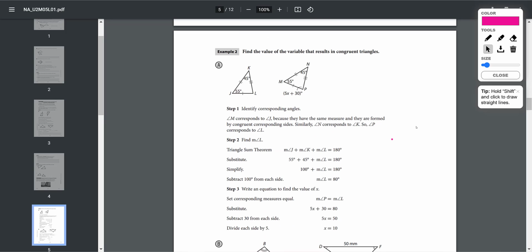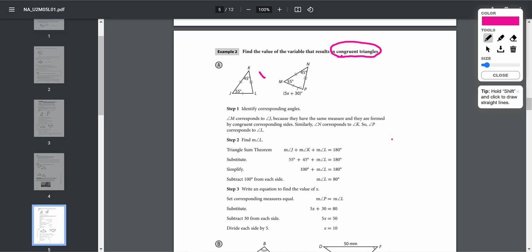Okay, so we're on page 223, and we're going to look at a couple more examples. So example 2, again, this one that's worked out for you. It says find the value of the variable that results in congruent triangles. So essentially what we can do here, since we're trying to find the value that results in congruent triangles, is assume the triangles are, in fact, congruent. If we assume the triangles are congruent, that tells us all corresponding sides are the same.